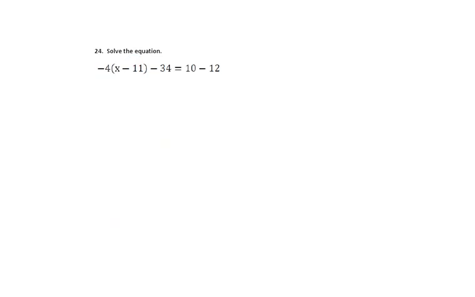Alright, 24. Let's do the same thing. First, let's have negative 4 multiply through. Negative 4 times x is negative 4x. Negative 4 times negative 11 is positive 44. And everybody else comes straight down.